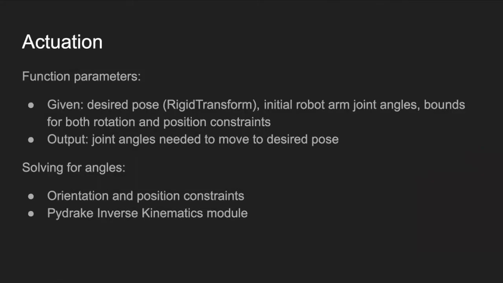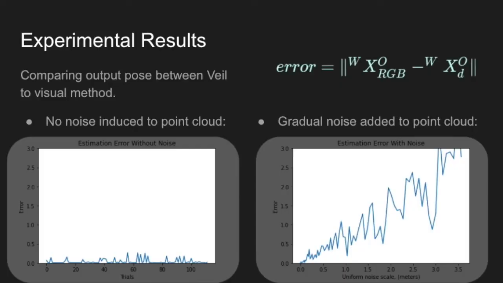For the actuation subtask, we designed a function to move the robot arm in the simulation. The inputs to this function include the rigid transform object representing the desired pose, which we got from the first subtask of estimation, as well as the initial robot arm joint angles, and finally the bounds for both rotation and position constraints. The function sets an orientation constraint and a position constraint based on the given end-state pose and given bounds, and then the function solves for the desired joint angles using built-in functions in the Pydrake inverse kinematics module.